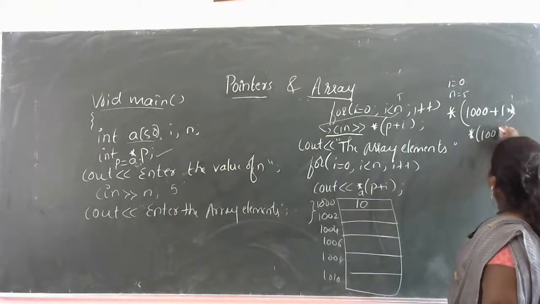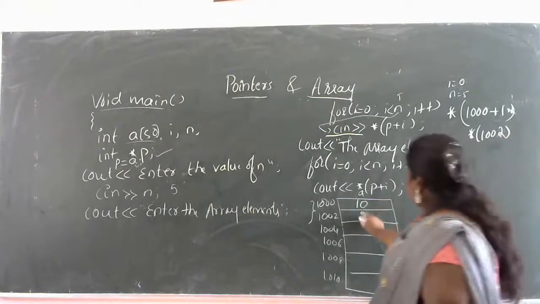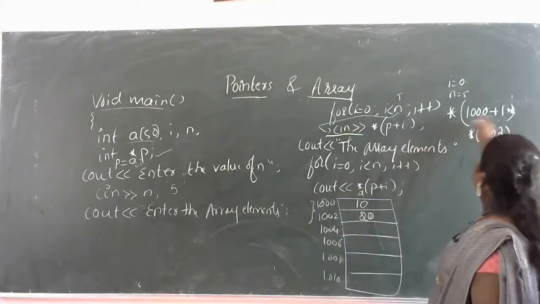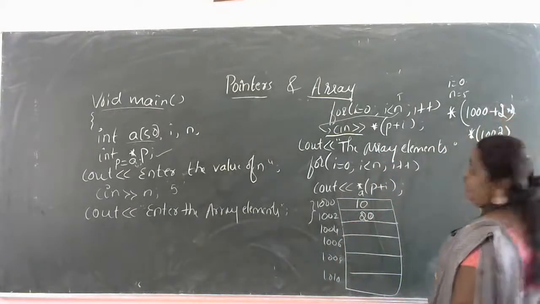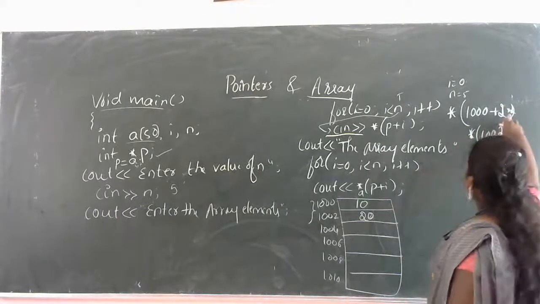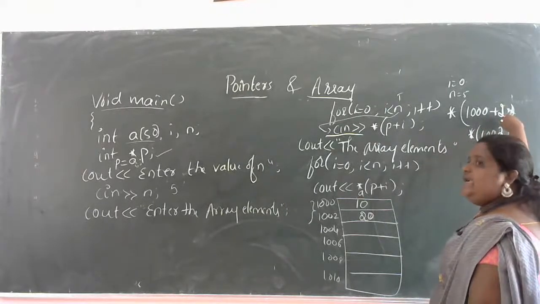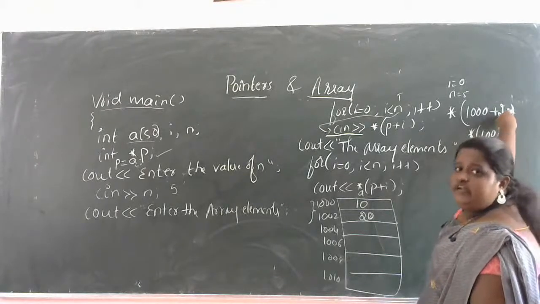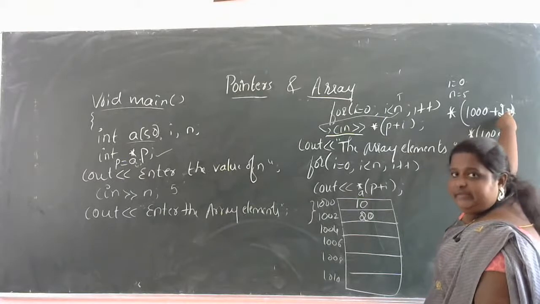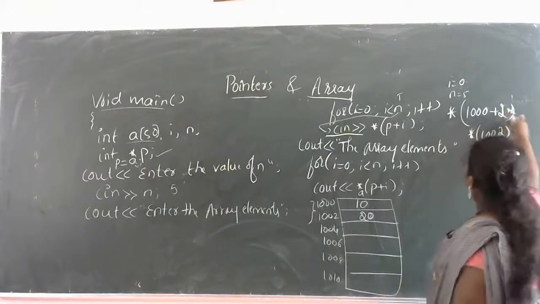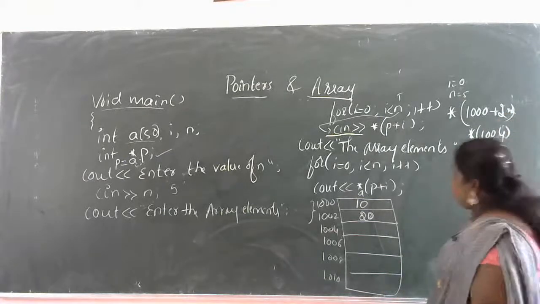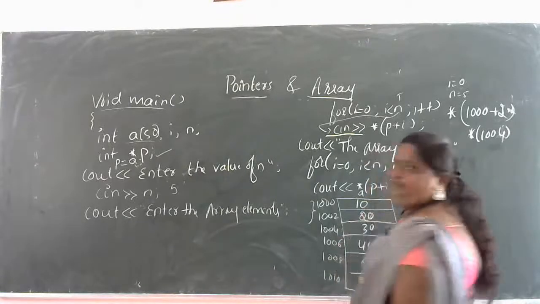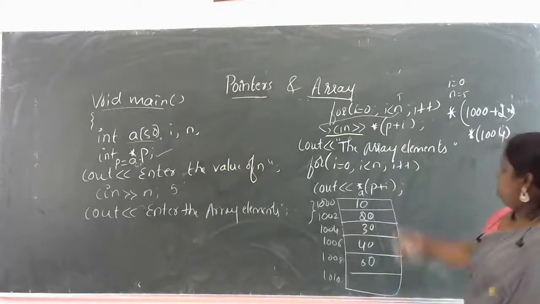It becomes 1002. At 1002, the next element will be stored. Again i will be incremented by 1, so i will be 2. Internally the compiler multiplies your i with the size of your data type. This time 1004, then 1006, and so on, up to 40, 50. This is how the 5 elements are inserted.